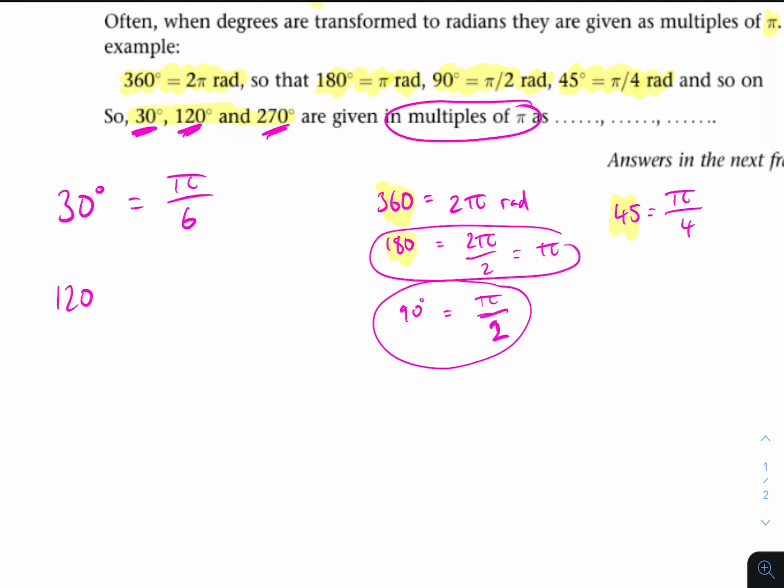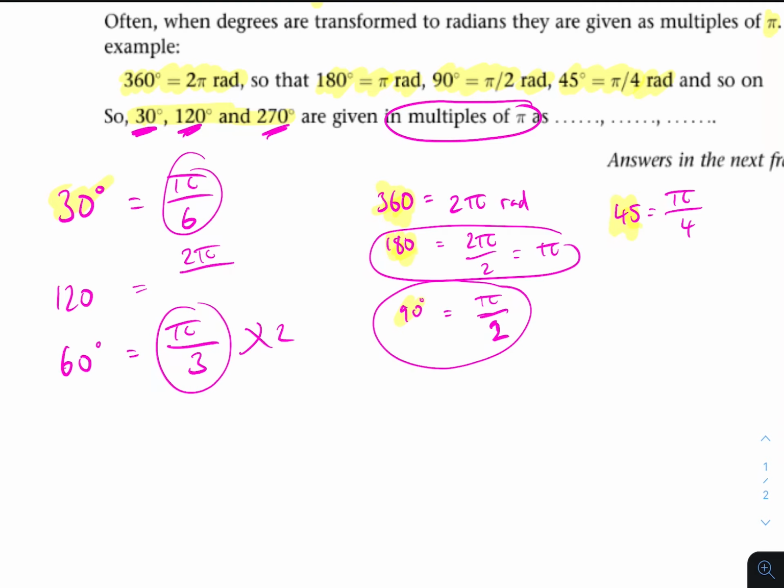And 120, well, how do you get 120 from either this 30 degrees one, 90 degrees, 180, 360, or 45? Well, you could times this by 4. Another way you could do it is you could work out 60. So 60 degrees would be pi divided by 3, right? Because it's just double this, right? And then if you doubled that again to get 120, what's this times 2? You'd get 2 pi divided by 3, right?